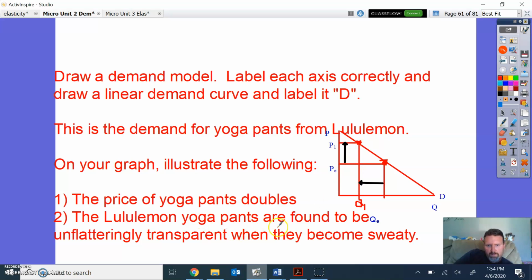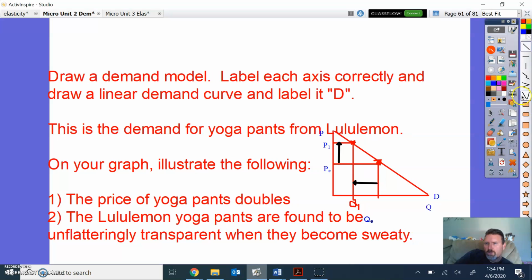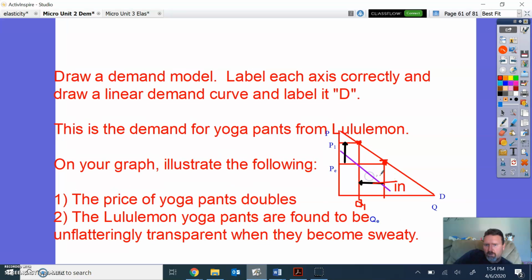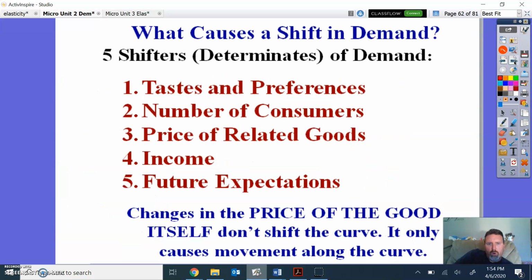If all of a sudden the Lululemon yoga pants are found to be unflatteringly transparent, that's at every point. Many people might not want those yoga pants. So it's going to move the demand curve in, right? Because don't we always draw those things like that? Let me write in, right? And I should draw an arrow. It's a terrible arrow. Right? In, right? Okay, so that's sort of a review of where we're going with this, okay?